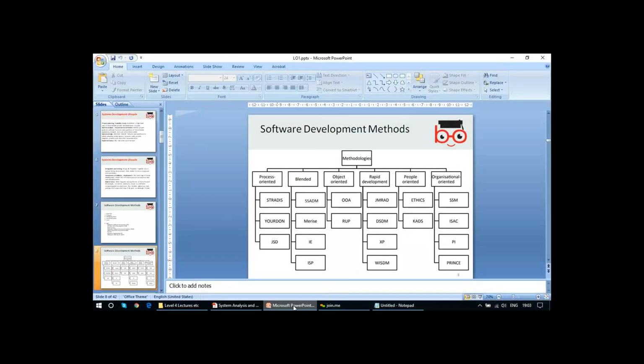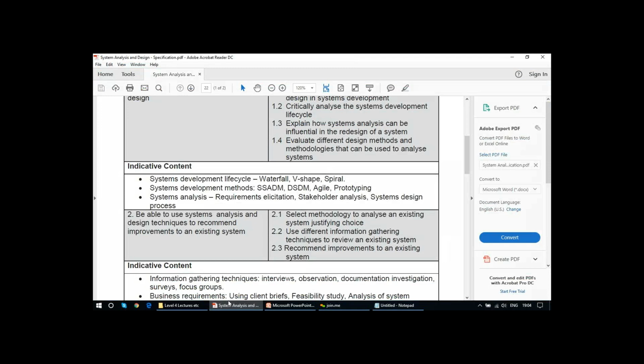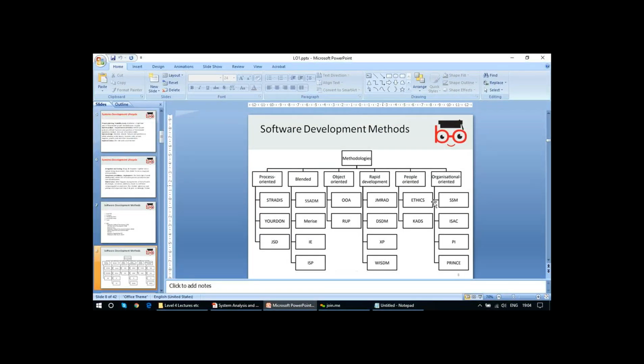Yeah, I understand what you're saying. So SSADM is basically the blended methodology. The RUP is an object-oriented methodology. OOAP is an object-oriented methodology. The XP, extreme programming, is under rapid application development, right? The DSDM, which was given to us for the discussion, is under rapid development. And then the Prince methodology comes under organizational oriented.